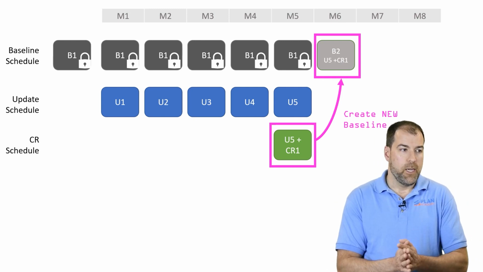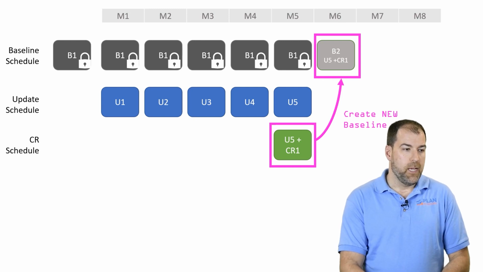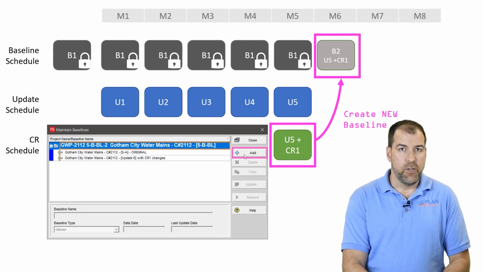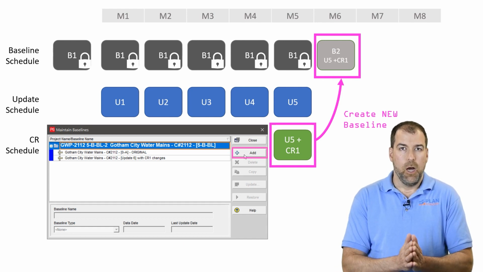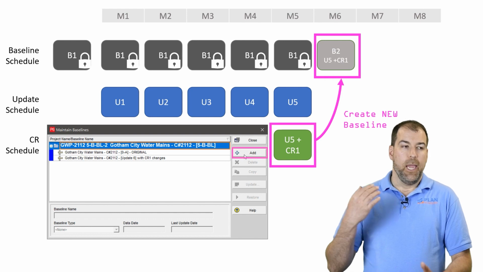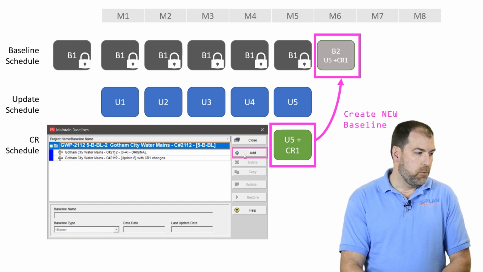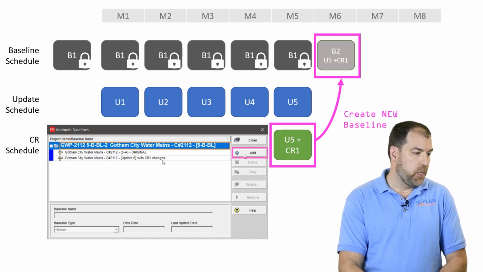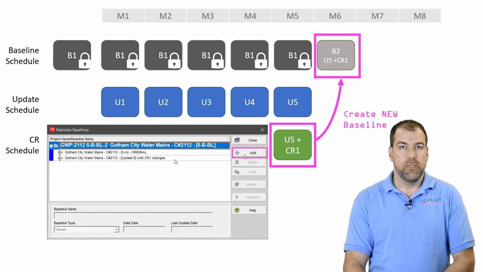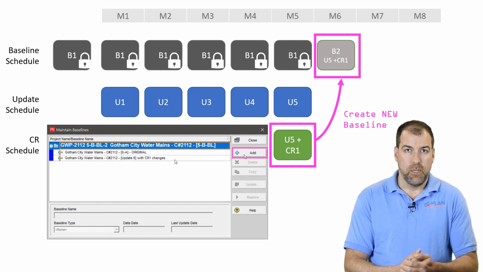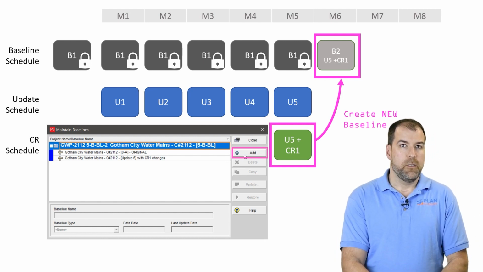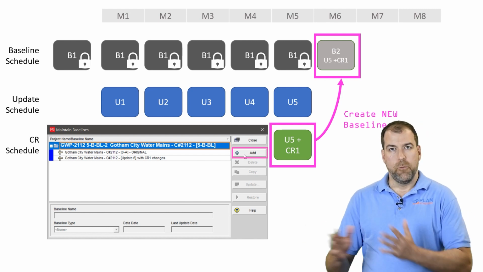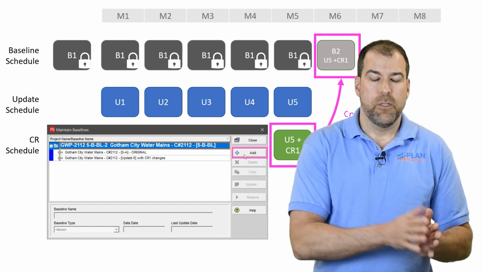We make a new baseline, and it's just as simple as taking the current schedule and creating a new baseline. Just add a new baseline, making a copy of the current schedule, and adding that into your baseline list. Here you can see I have one down here. Update B with CR1 changes is in my baseline list. I set that as my new baseline and I move forward with update 6. Update 6 is now comparing to B2 and we move forward that way. This is the process you should be following.